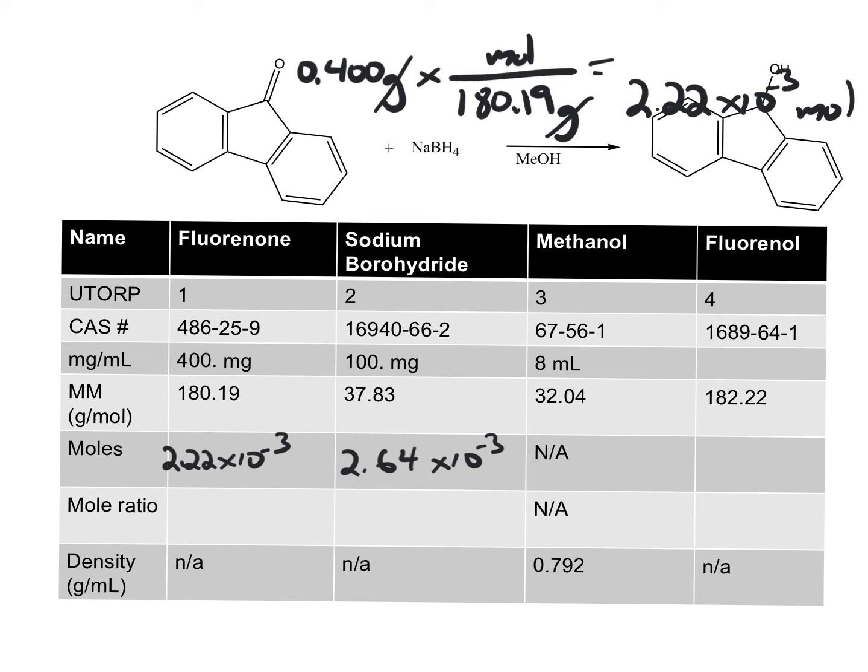Okay, so next let's think about the mole ratio. All the mole ratio is, what we want to do is take whichever one of the reagents I have the least moles of and divide everything by that. Divide all the moles by that. So 2.22 times 10 to the minus 3 is less than 2.64 times 10 to the minus 3. So I'm going to divide both of these moles by this number. So obviously 2.22 times 10 to the minus 3 divided by itself is going to be 1. And then 2.64 times 10 to the minus 3 divided by 2.22 times 10 to the minus 3 gives me 1.19.